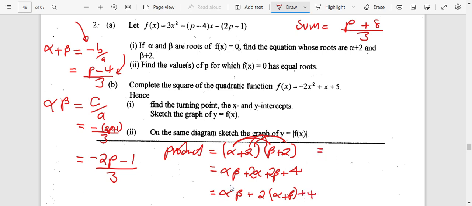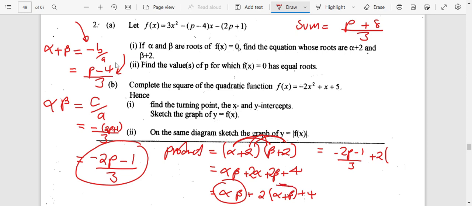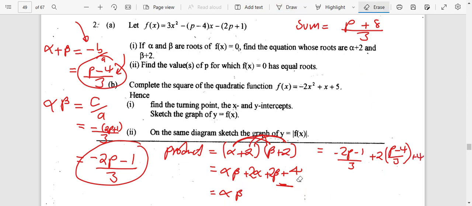Then we substitute where there is alpha beta. We know alpha beta is this. I'm going to put negative 2p minus 1 divided by 3, and then plus 2. Where there is alpha plus beta, I'm going to put p minus 4 divided by 3, and at the end we have a plus 4. We also need to make sure that we simplify this and merge it as a single fraction.